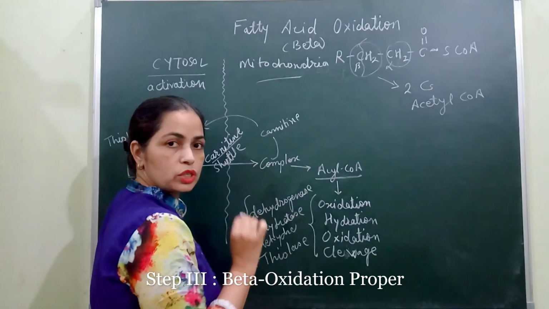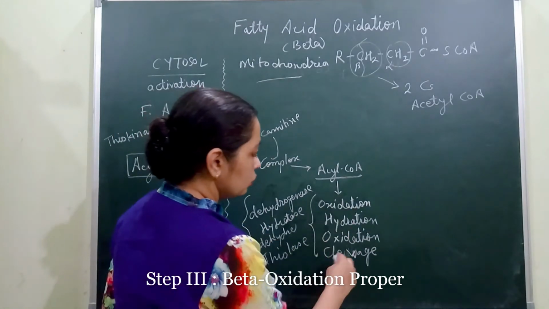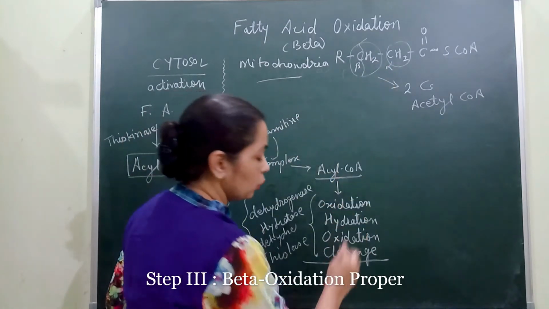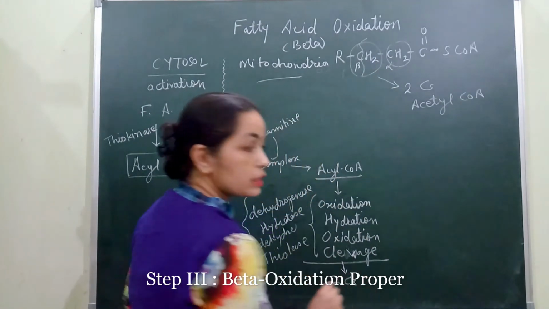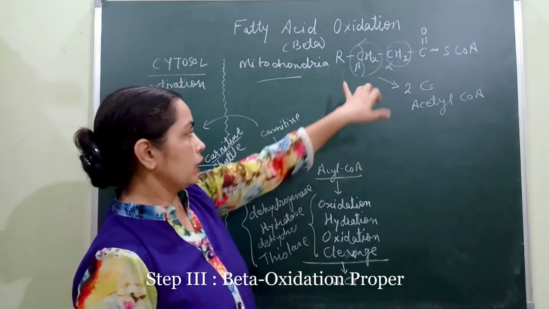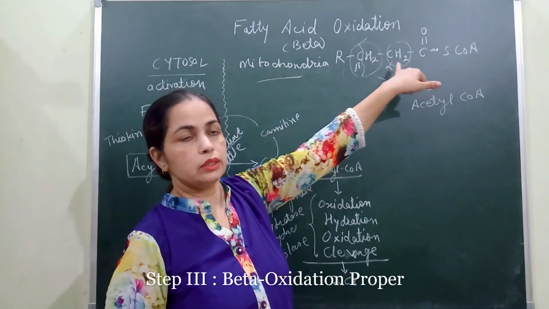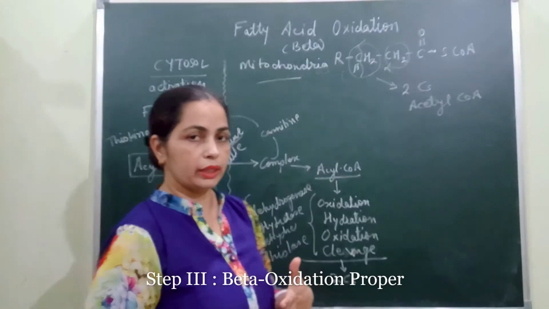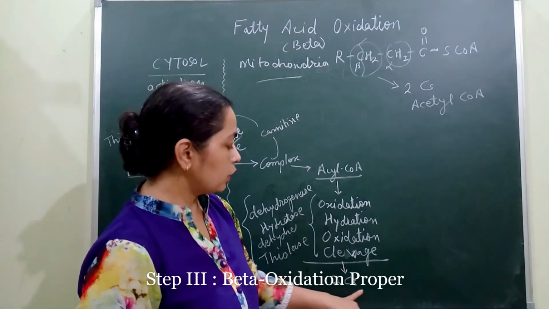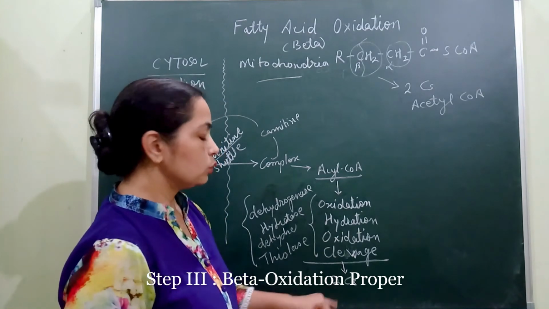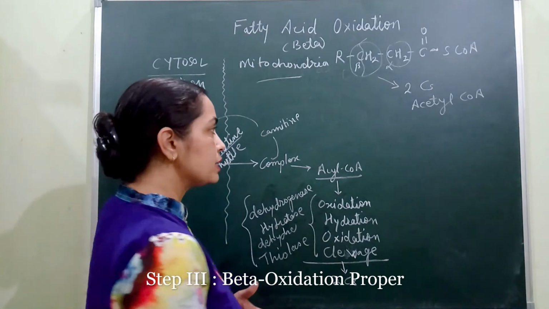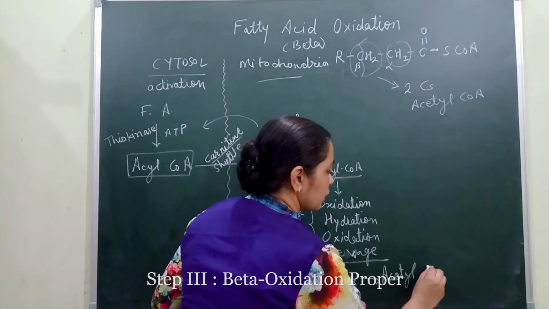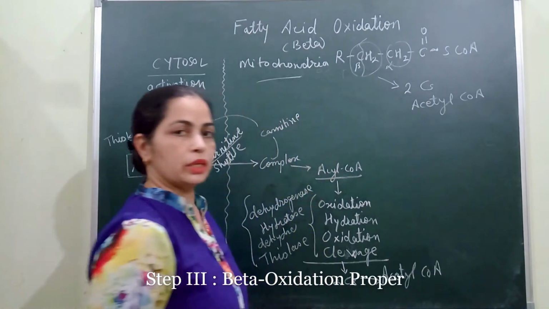So here these four steps go on, and through this process, from the total fatty acid molecule, 2 carbons are separated. As I told you, there are various numbers of carbon atoms present in the fatty acid chain based on the type of fatty acid we are having. So among that, 2 carbons are released, and these 2 carbons are released in the form of acetyl coenzyme A.